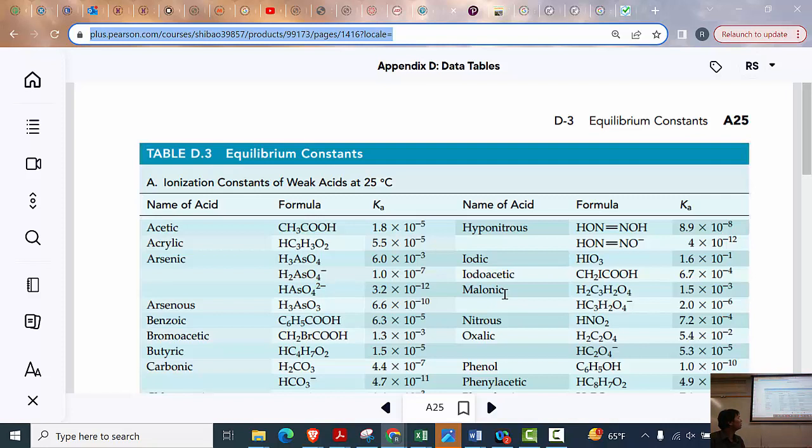How about this one here? Hey, wait a minute. Look at this one. 1.0 times 10 to the minus 7. What's the pKa of that?